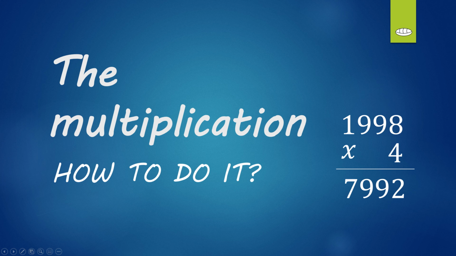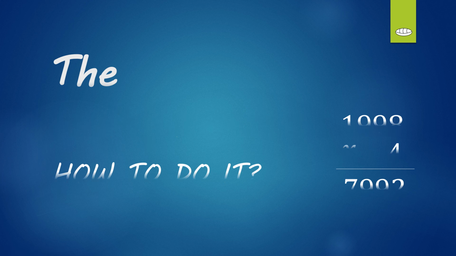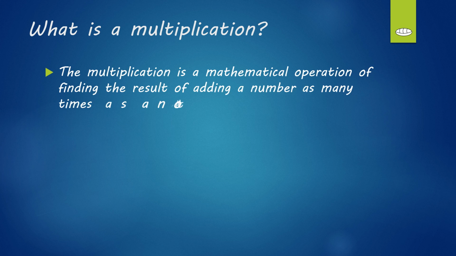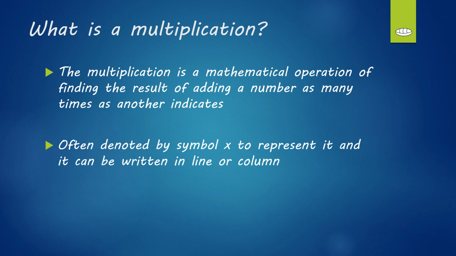The multiplication. How to do it? What is a multiplication? Multiplication is the mathematical operation that consists of finding the result of adding a number as many times as another indicates. Often denoted by the symbol times to represent it, it can be written in a line or column.